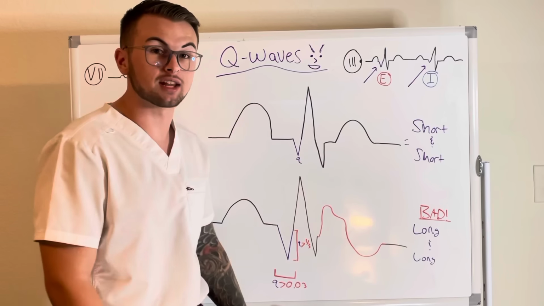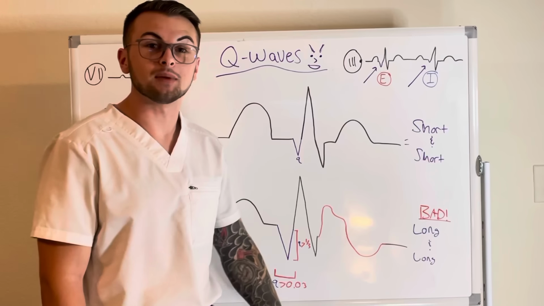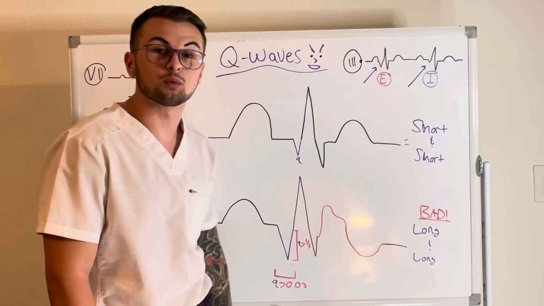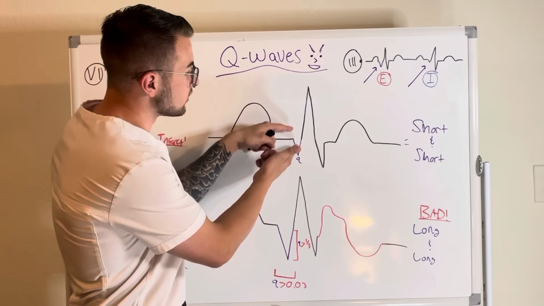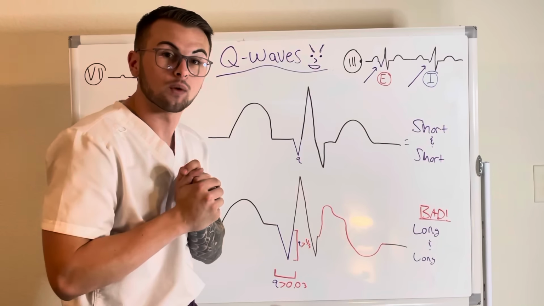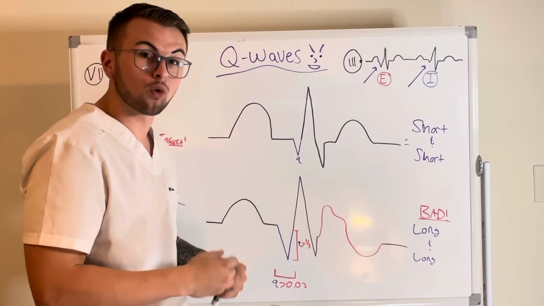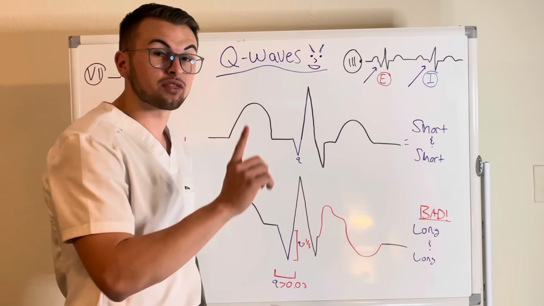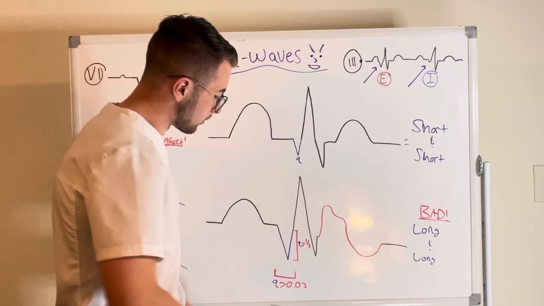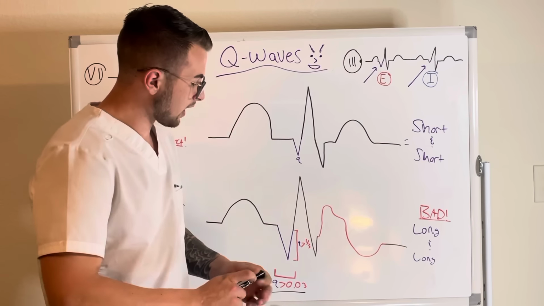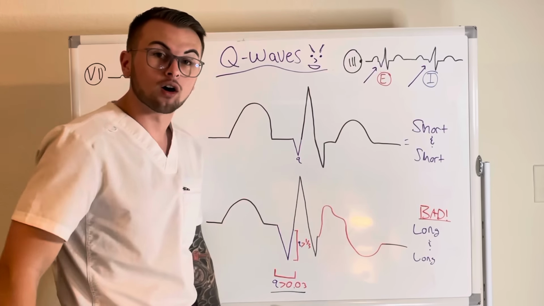Now, what have we learned today? We have learned that a good Q wave is short and short, meaning that a good Q wave is less than 0.03 seconds in duration, and it is less than 1/3 the height of the R wave. We have also learned that a bad Q wave, a naughty Q wave, or a pathological Q wave is greater than 0.03 seconds long. Remember, this is the most important one out of the two. And it can be greater than 1/3 the height of our R wave.